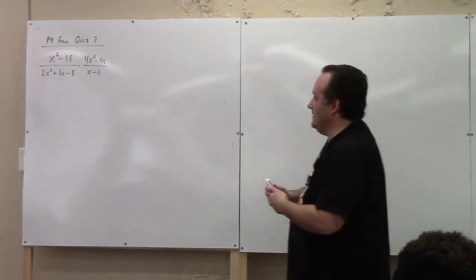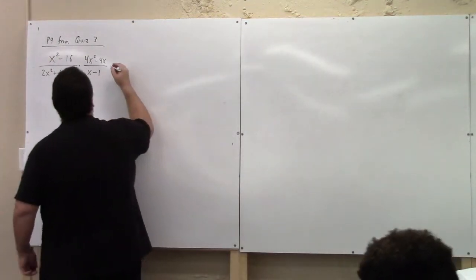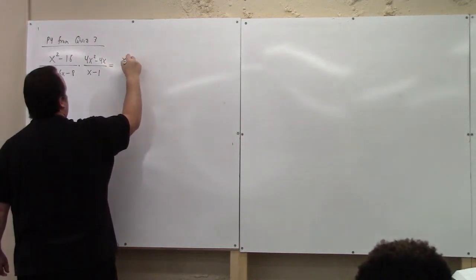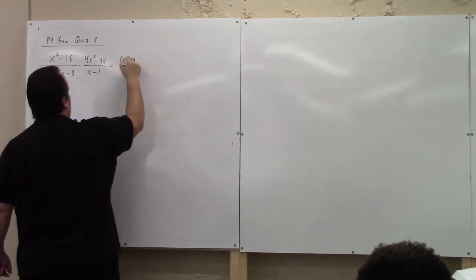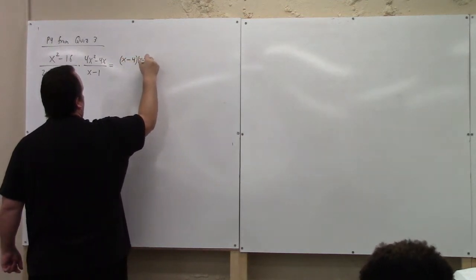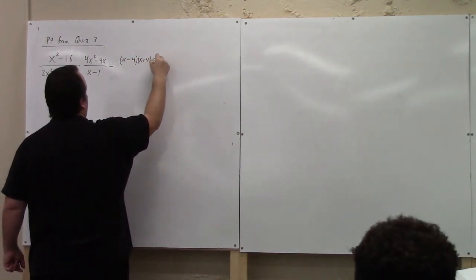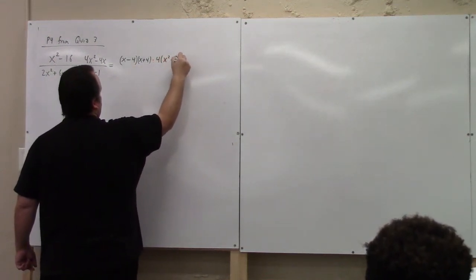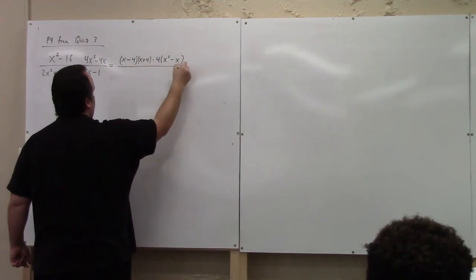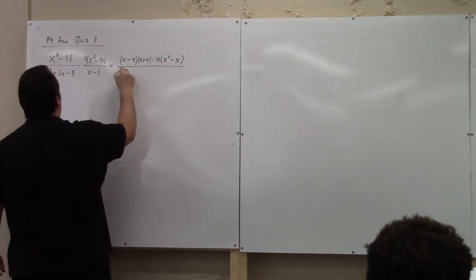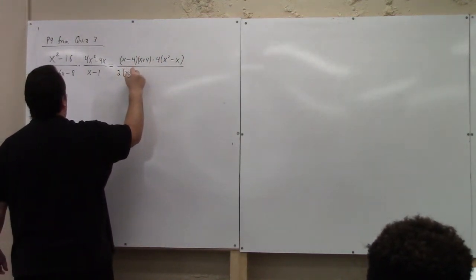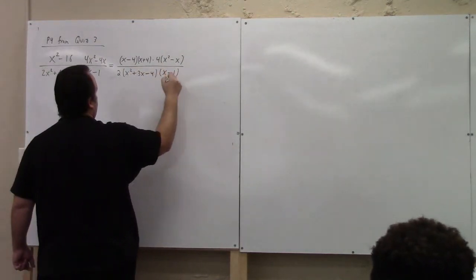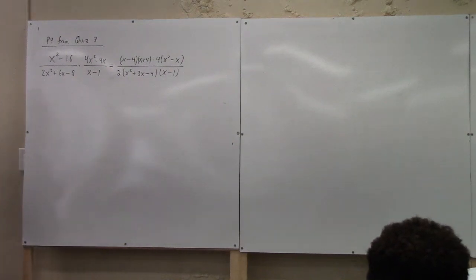A lot of you got this right. What I'm going to do is factor whatever I can. So that's x minus 4 times x plus 4, right? Times 4 times (x squared minus x), all right? And then divide by, I'll factor a 2 out, (x squared plus 3x minus 4), and then x minus 1. So any questions about my first step?